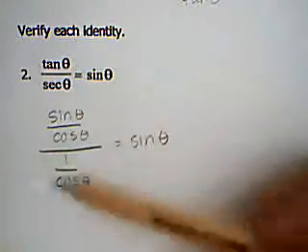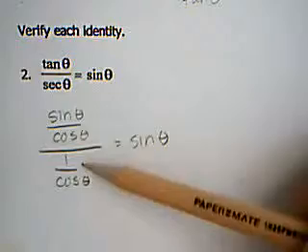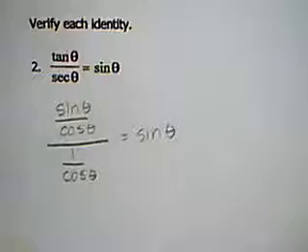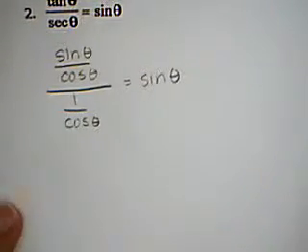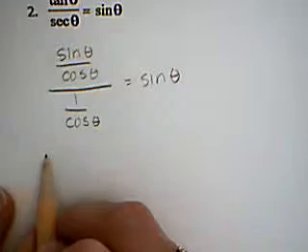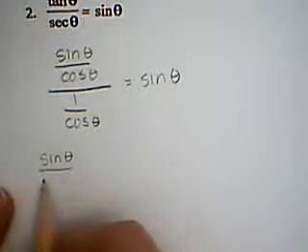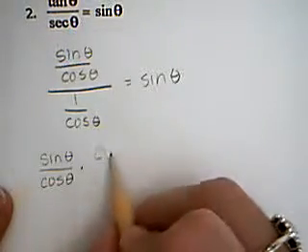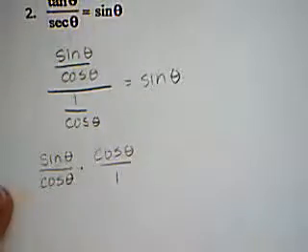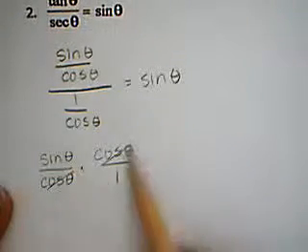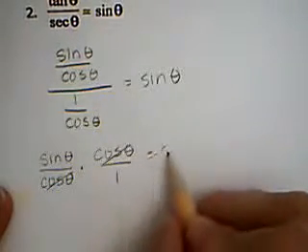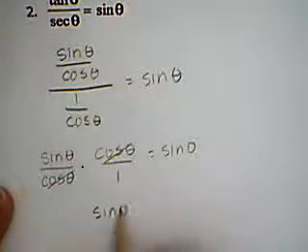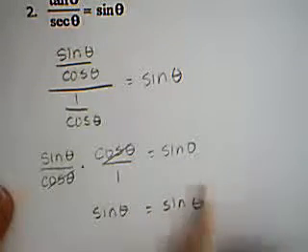So if I have a complicated fraction here, how can I reduce this? They both have the same denominator, and remember, if we want to write this out completely, this is the same thing as sine of theta over cosine theta times the reciprocal, cosine theta over 1, and then our cosines divide out. Sine of theta over 1 is just sine of theta, equal to sine of theta.